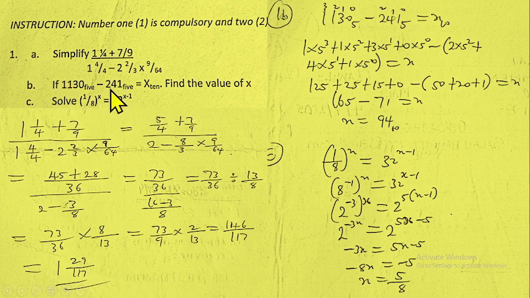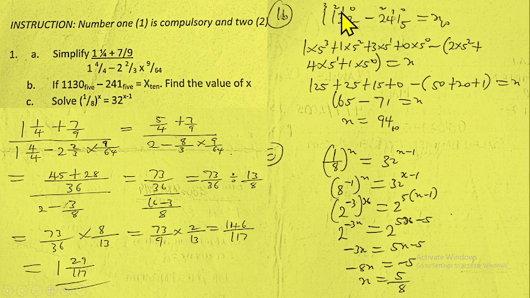Question number 1b is on number base. We have 1130 base 5 minus 241 base 5 equals to x base 10. We have to find the value of x. It's quite simple as well. You can convert all those numbers in base 5 to base 10 easily. So how do we convert this to base 10?